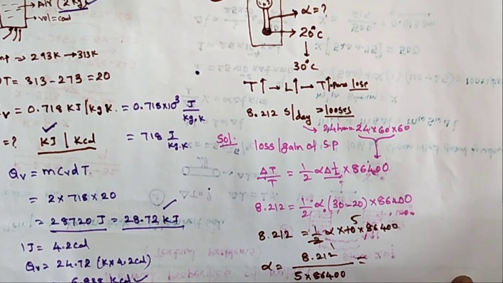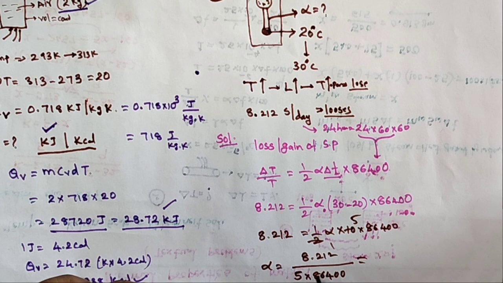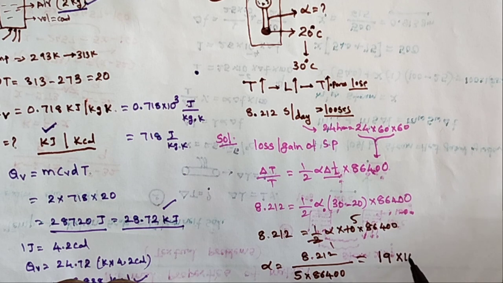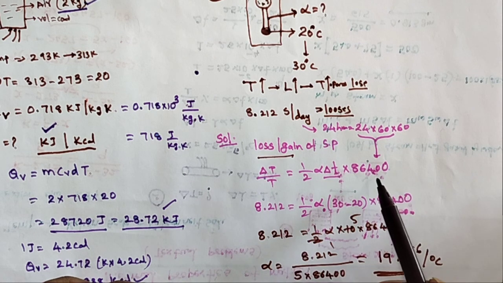So you calculate finally by using any calculator or your own way. You can get finally 19 into 10 power minus 6 per degree Celsius. This is the alpha value. So what is the alpha of the brass pendulum? 19 into 10 power minus 6. The loss or gain you can calculate.